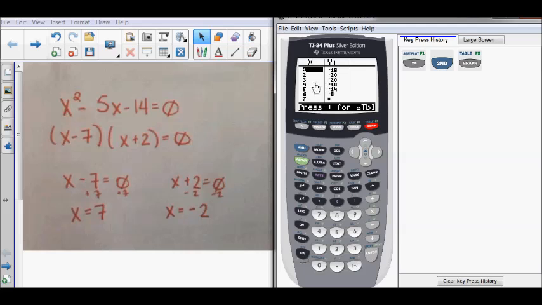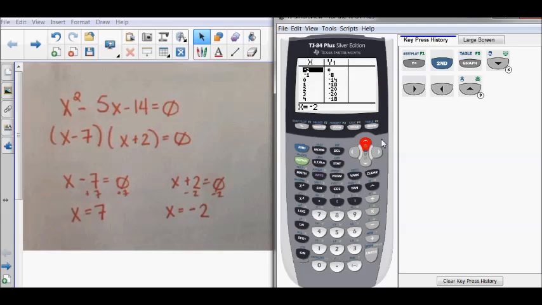This table shows, if I arrow down, that when x is equal to 7, y is equal to 0, which is a solution or a 0 for our quadratic function. And again, proves what we found mathematically. If I go up in my table, the next number I should be looking for is -2. And you'll see that there as well. x equals -2, y equals 0.